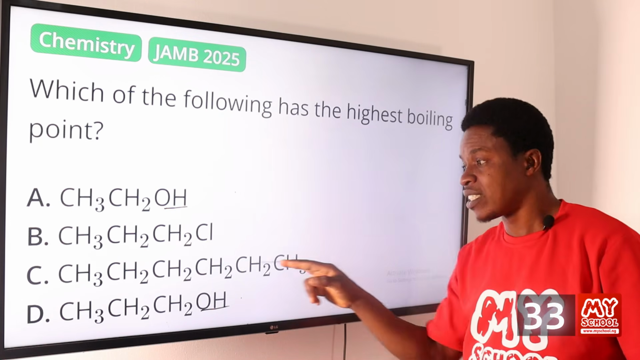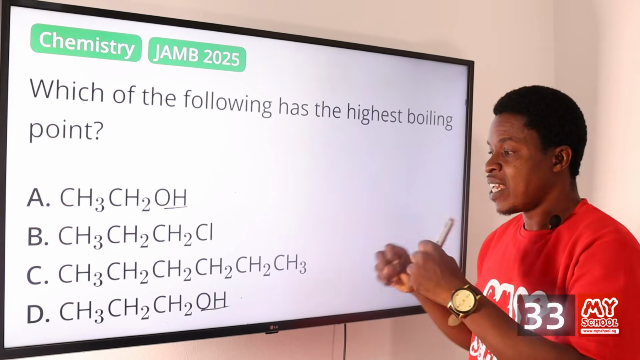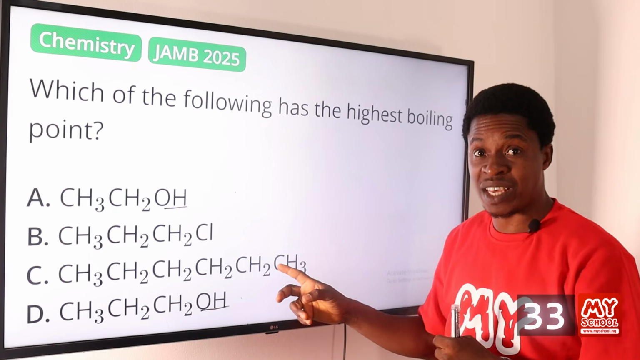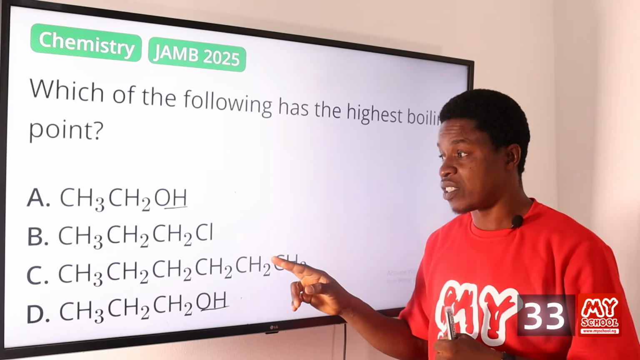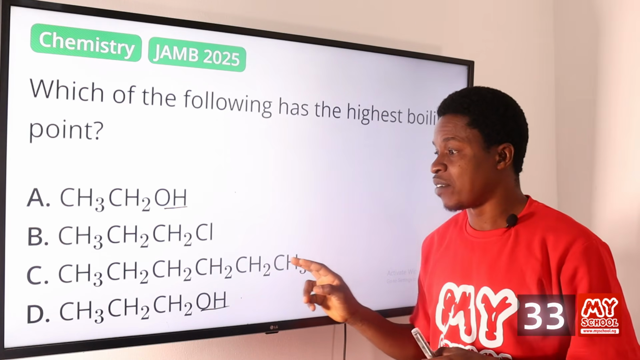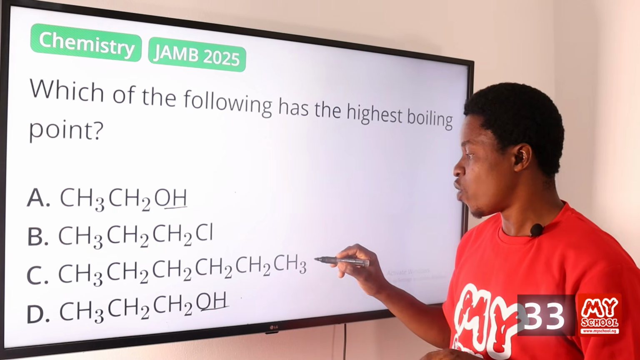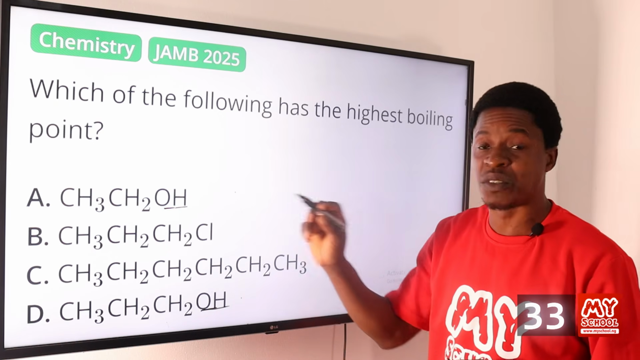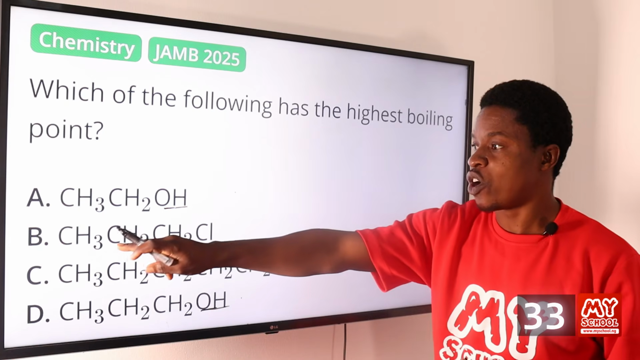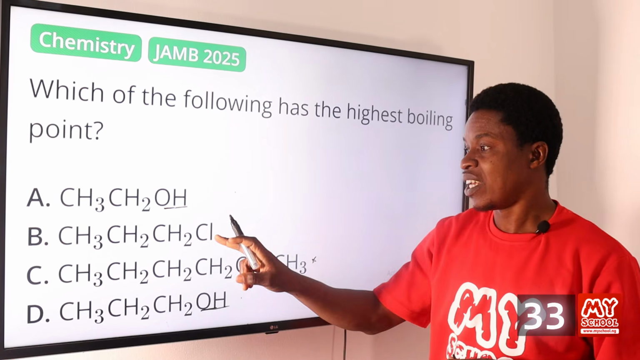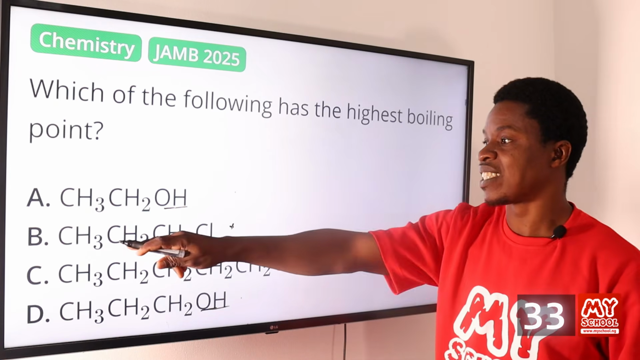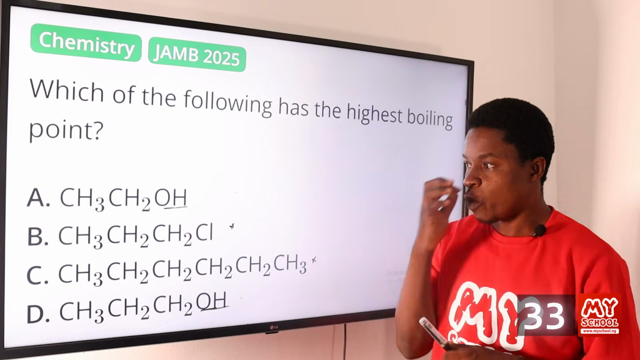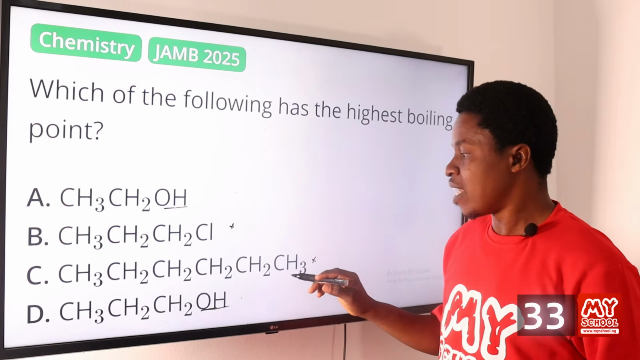The one with the longest carbon chain tends to have the highest boiling point, because it takes a lot of energy to break that. But here it is just an ordinary hydrocarbon. So this one has the longest carbon chain, but because of the OH here, this hydrogen bonding, this one is eliminated. This one also has only 3 carbons, so it is eliminated because it has fewer carbon atoms. Then we have this, even though we have chlorine here, it has the least, followed by this.